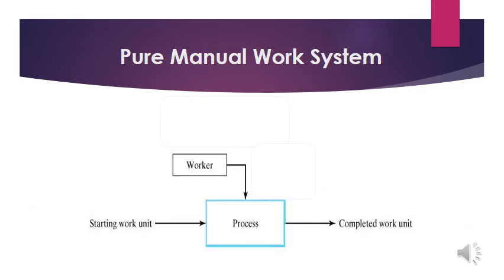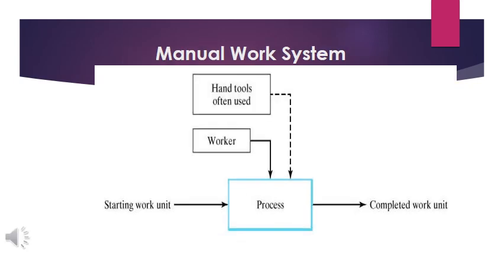Okay, now we take a look at the pure manual work system. The pure manual work system involves the physical and mental capabilities of the human worker, and no machine, no tools, or other implement are employed in performing the task. Examples of pure manual work system are workers loading furniture into a moving van without the use of dollies, and an office worker filing documents.